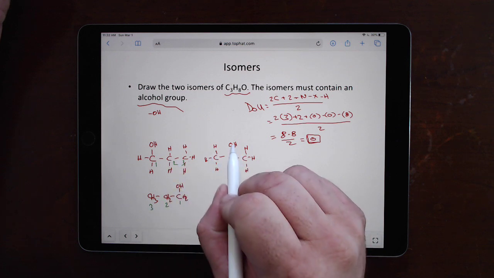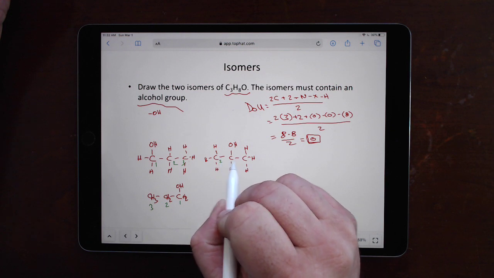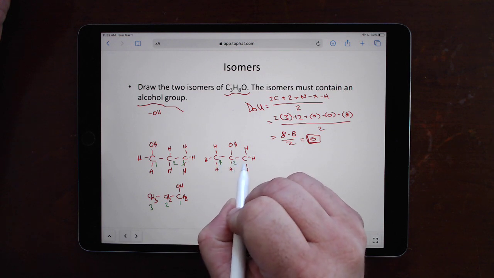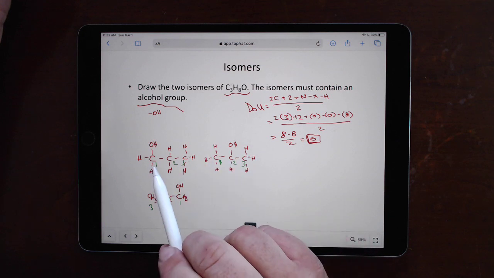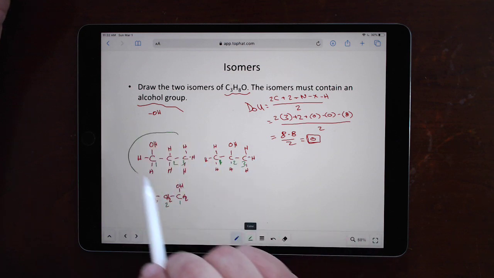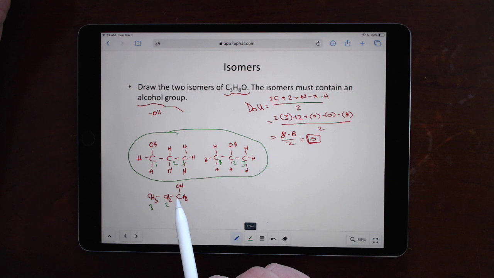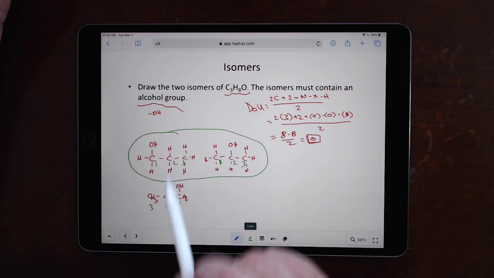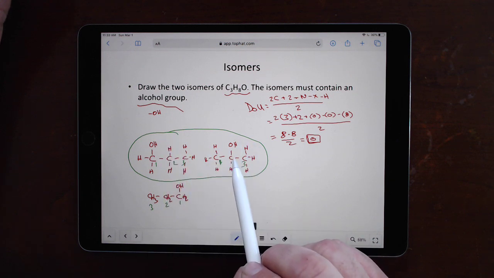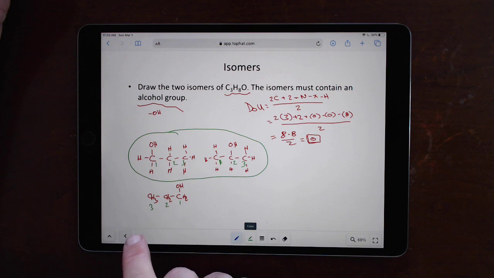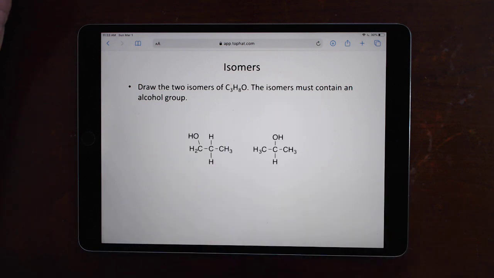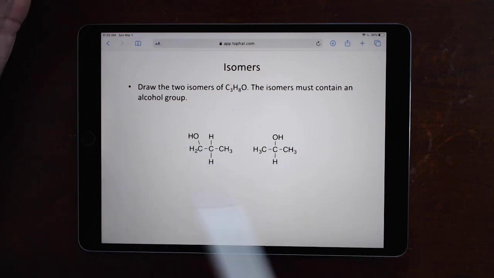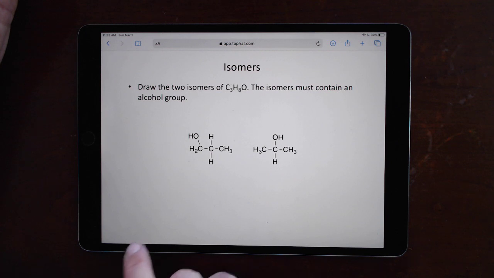This one, however, since the OH is in the middle, it would be 1, 2, 3 like that, and so this would be 2-propanol. 1-propanol, 2-propanol. So you would need to do 2 of these: one of these, and then this one. Again, you can draw it as a condensed structure or a Lewis structure, mix and match, it doesn't matter. I don't care. You just need to make sure that they're different molecules.